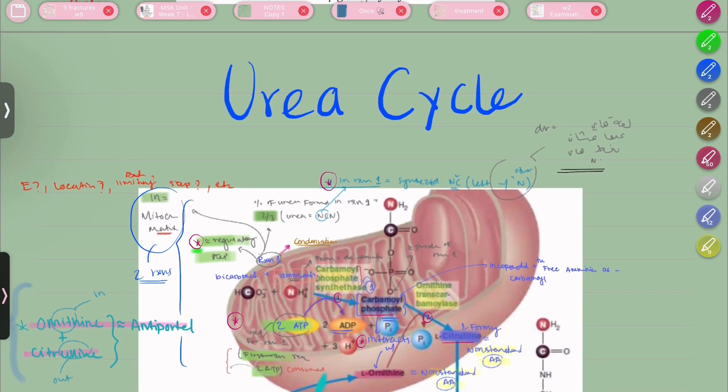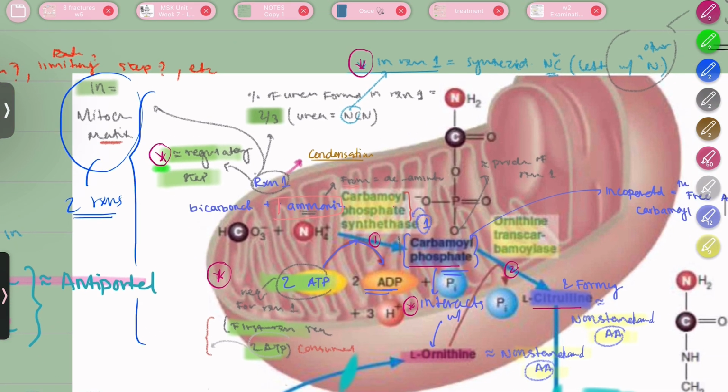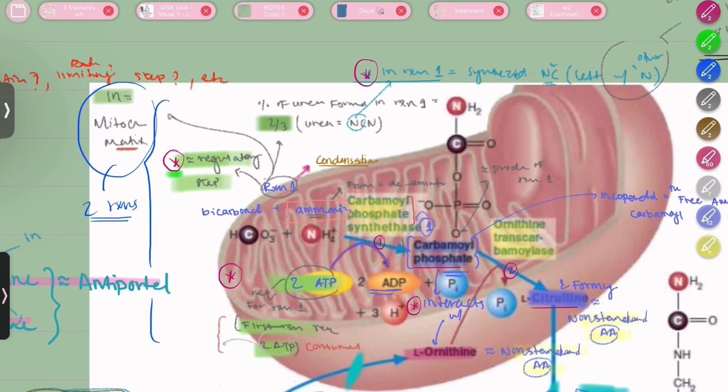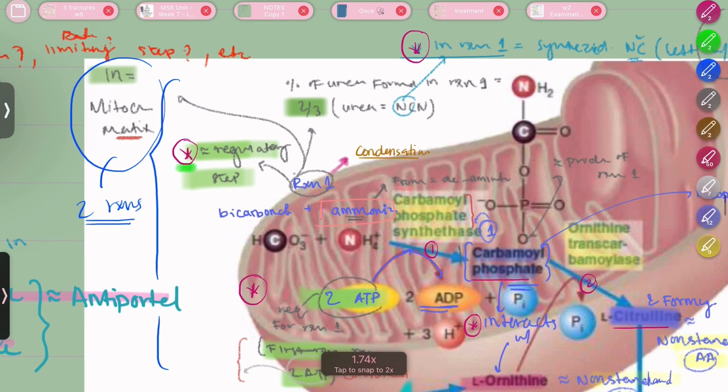Okay, now let's start off with the urea cycle. First of all, we know that this urea cycle occurs in the liver. Let's start off with the first part, which is the mitochondrial matrix. As we mentioned earlier, we have two main reactions that occur in the matrix. Let's start off with reaction number one, which involves the free ammonia, which is our problem, plus the bicarbonate, which is like an analog for carbon dioxide.